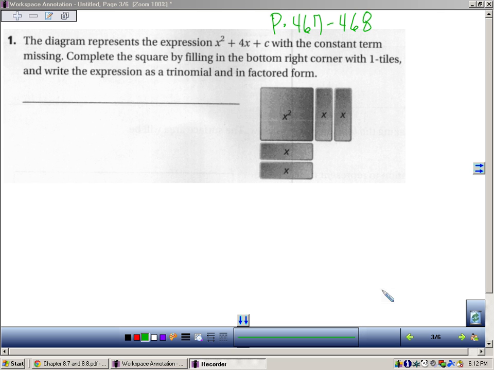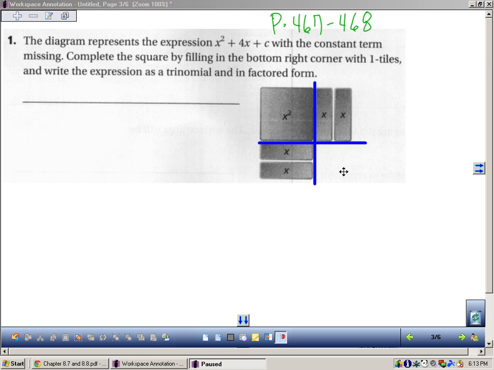So number one, the diagram represents the expression x squared plus 4x plus 3 with the constant term missing. Complete the square by filling in the bottom right corner with 1 tiles and write the expression as a trinomial and in factored form. So we had just talked about this recently. And so with that bottom right-hand corner, if you look closely, what we do now is we cut this up and we create that lower right-hand corner, the 1 by 1 tiles.